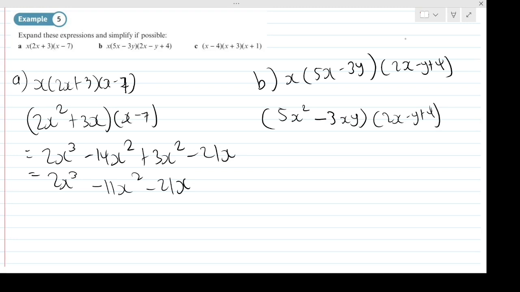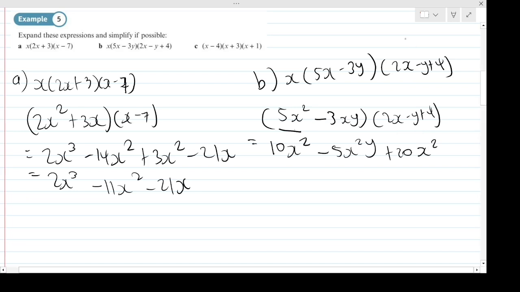And again, it looks like a slightly trickier bracket because we have three terms here, but we do the same sort of process. So firstly, the 5x squared term times every term in the other bracket. So 5x squared times 2x is 10x squared. Then we have 5x squared times minus y, that's going to be minus 5x squared y. Then we have 5x squared times 4, that's going to be plus 20x squared.